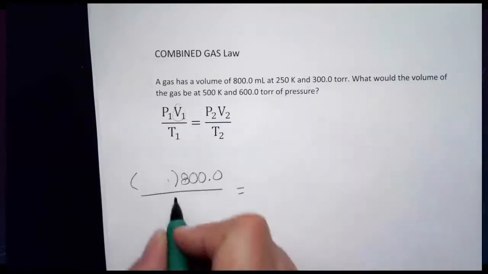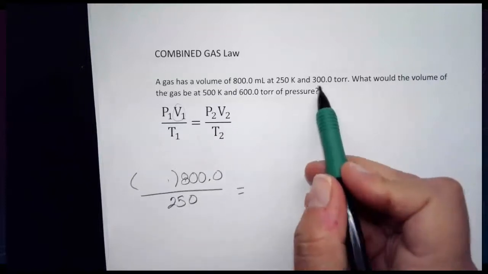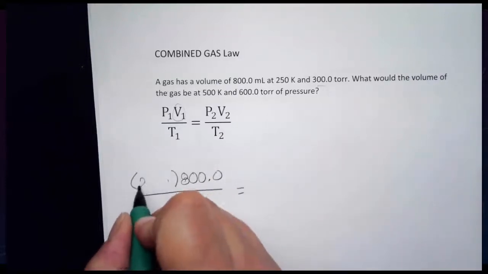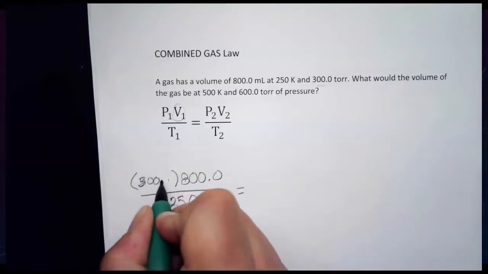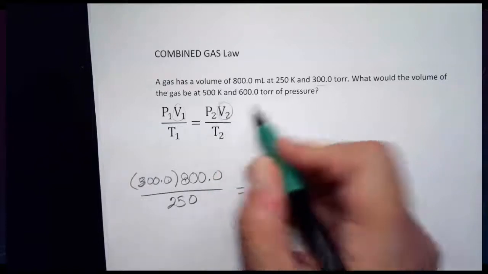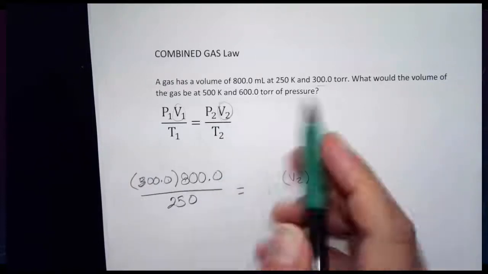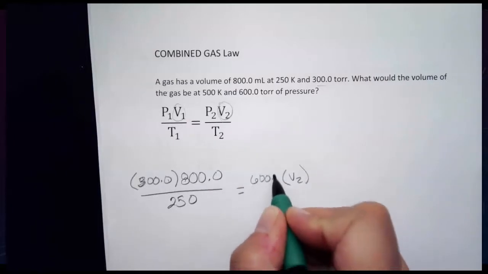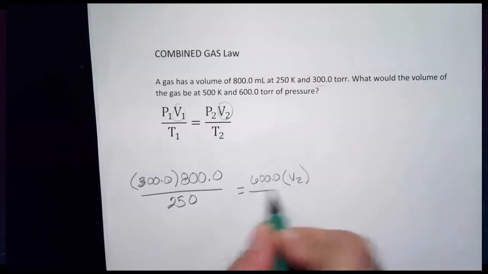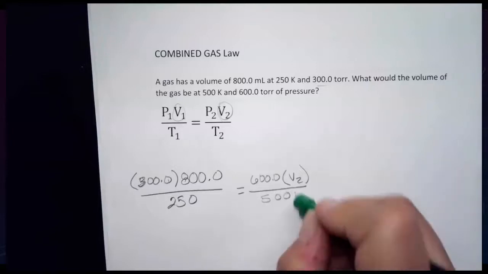And 250 K temperature. 300.0 is the pressure in torrs. So 300.0 equals... we want to find volume, right? So the final volume will be over here. Pressure is 600.0 torrs, and the temperature is 500 K.